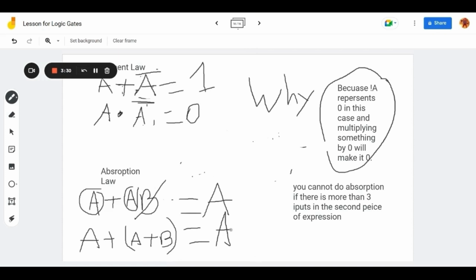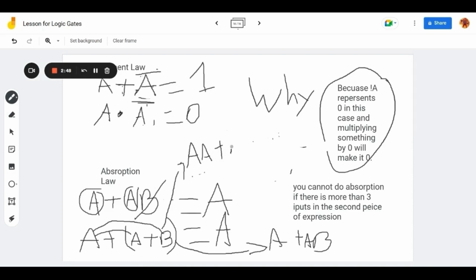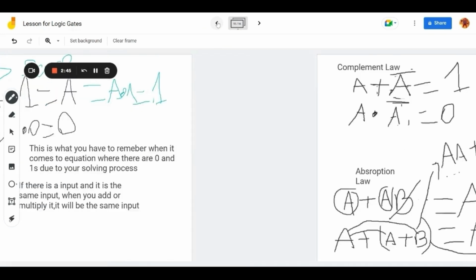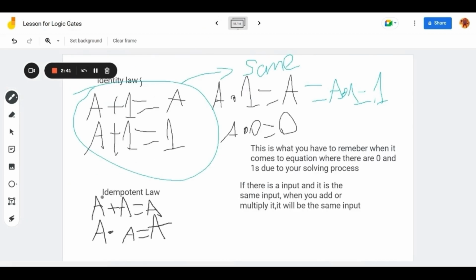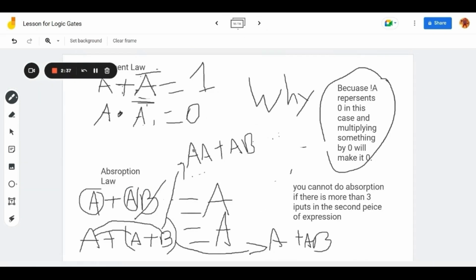A. The reason why is that in a later law, distribution, when you distribute this and this over, it'll in the end equal A plus AB, which directly just ends up becoming A. And so you see the reason why A plus bracket A plus B still equals A is because if I were to open up the brackets, which I will explain later on, it would look like A plus AB, and I would use the idempotent law, and I would be able to tell you that A and A just equals A.